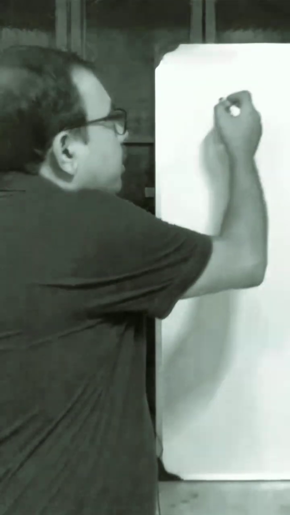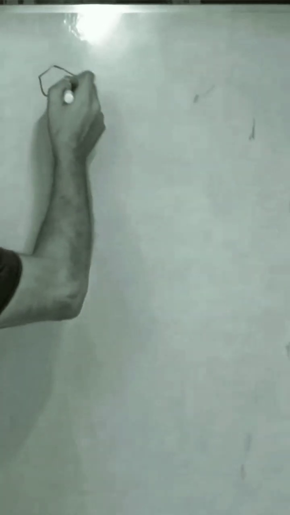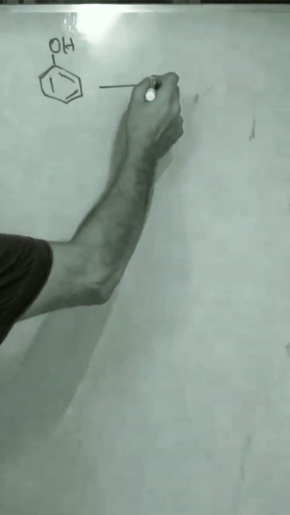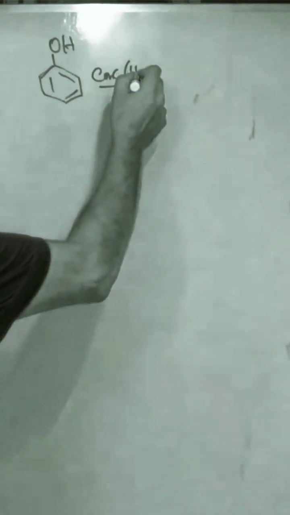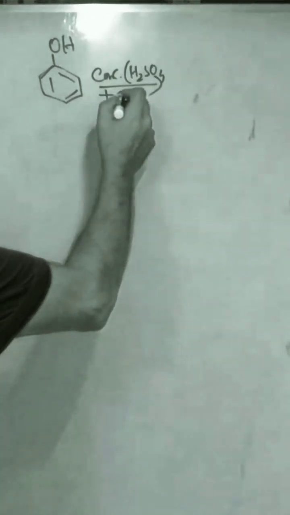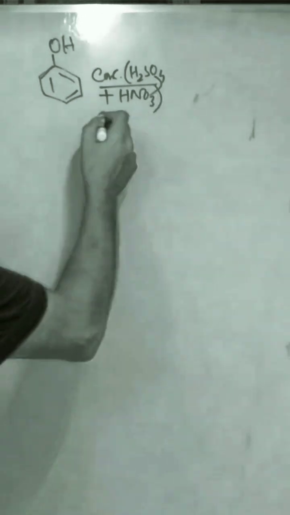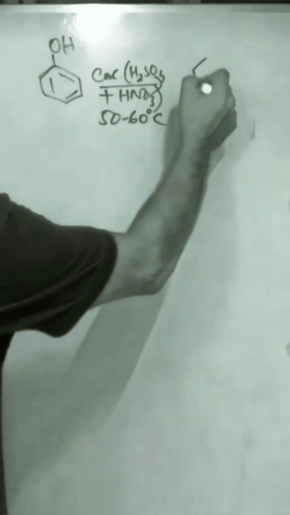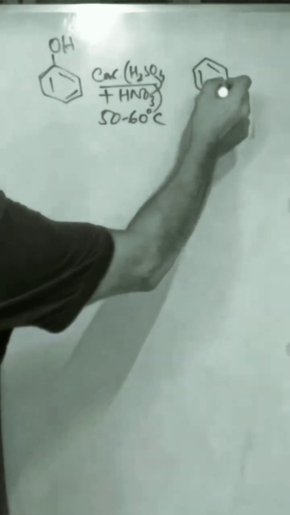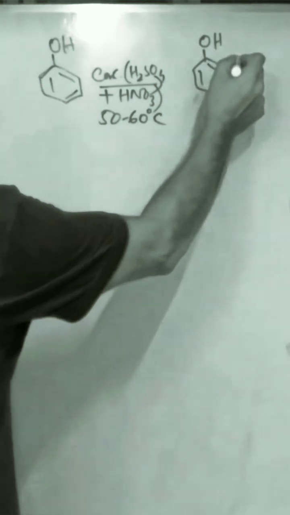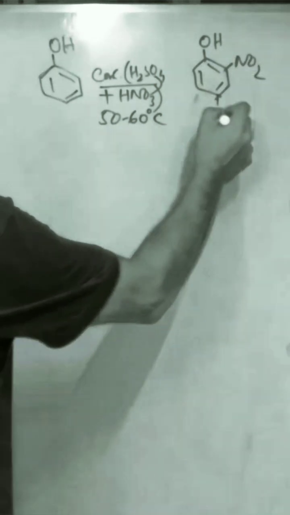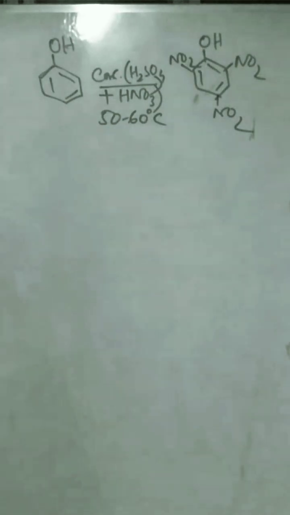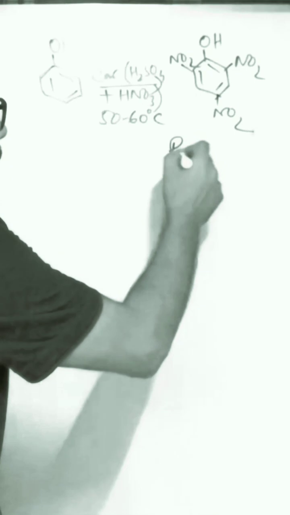Let us consider a reaction when phenol is nitrated, that is, if we add a mixture of concentrated sulfuric acid and nitric acid at a temperature of 50 to 60 degrees centigrade, what happens? Okay, what will be the product? The product we know is 2,4,6-trinitrophenol, and the compound is also known as picric acid.